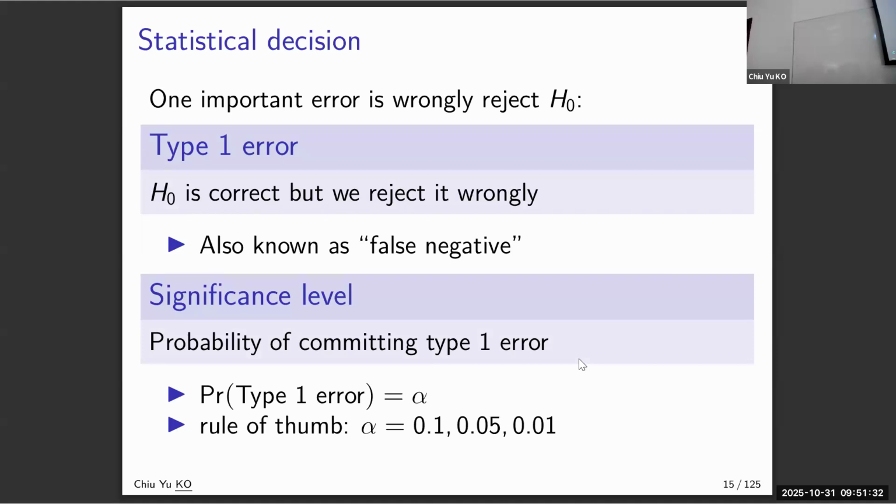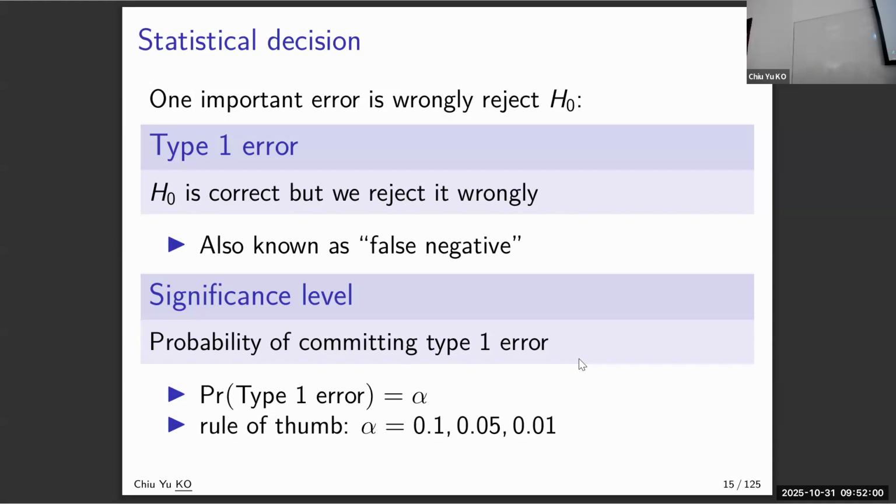So, and we have to accept that because we can't observe everything in our population. We are making decisions based on partial information, and that is bound to have error. So one of the errors is what we call type 1 error: even if your null hypothesis is true, you end up rejecting it. And this is what we call type 1 error.